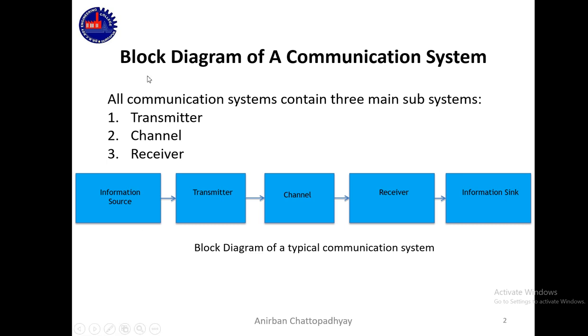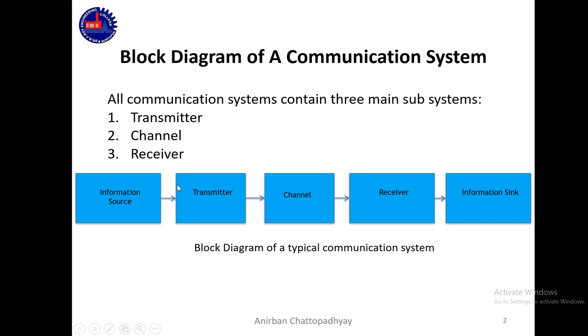The essential components of a basic communication system are three. There are the transmitter, channel, and receiver. This means that any communication system, either simple or advanced, analog or digital, must have these three blocks: transmitter, channel, and receiver.